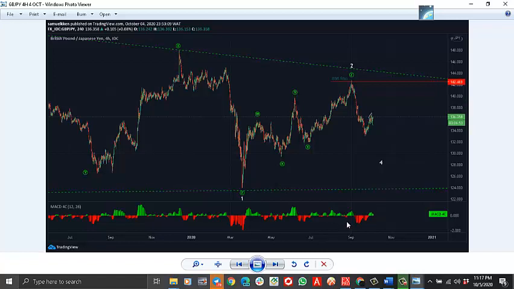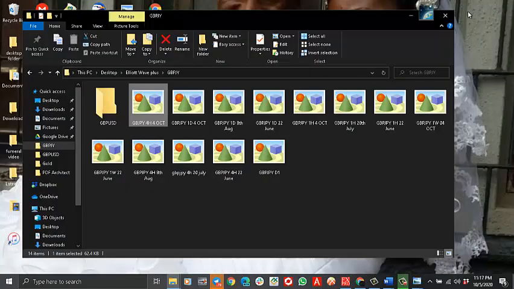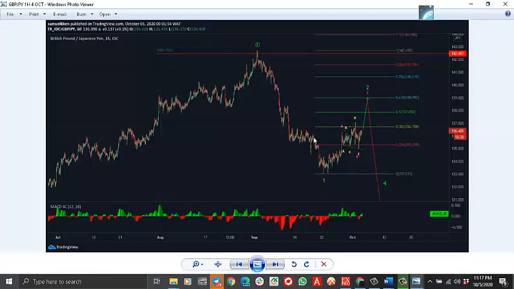I have something to show you in this wave 1. Sorry, 1 hour chart I mean to say. 1 hour, 4th October, GBPJPY, 1 hour. So in 1 hour, it is a very interesting setup.